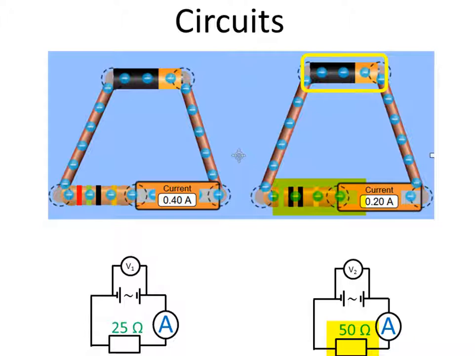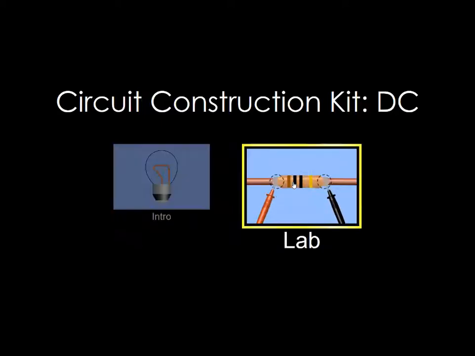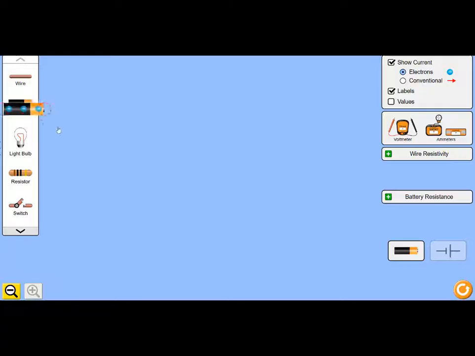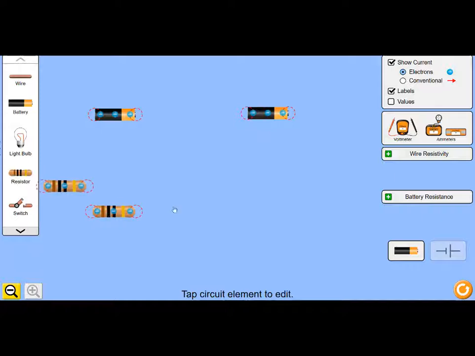But this time, the resistor that we have in the circuit is going to have a value of 50 ohms. So let's open our simulation. Circuit construction kit, lab, and we build these two circuits. Battery for each of the two circuits. Later, we are going to adjust the value of the battery, but for now, let's just put them there. Resistor in each circuit. Ammeter in each circuit.